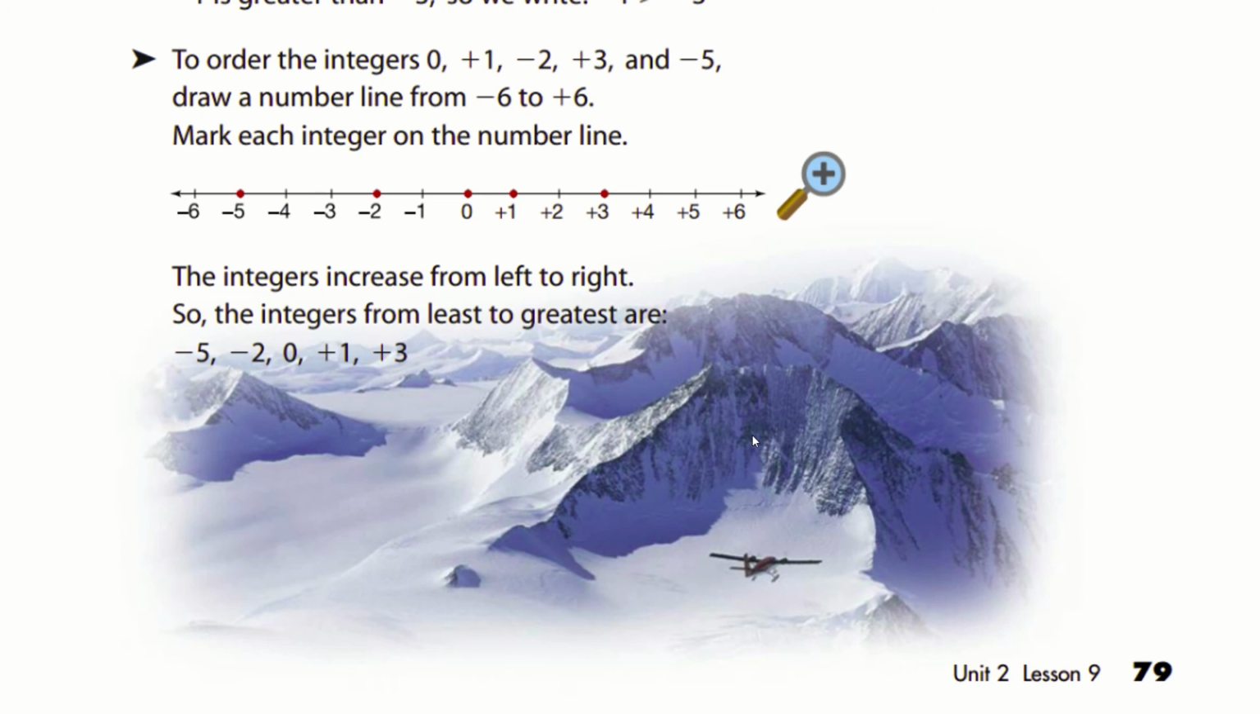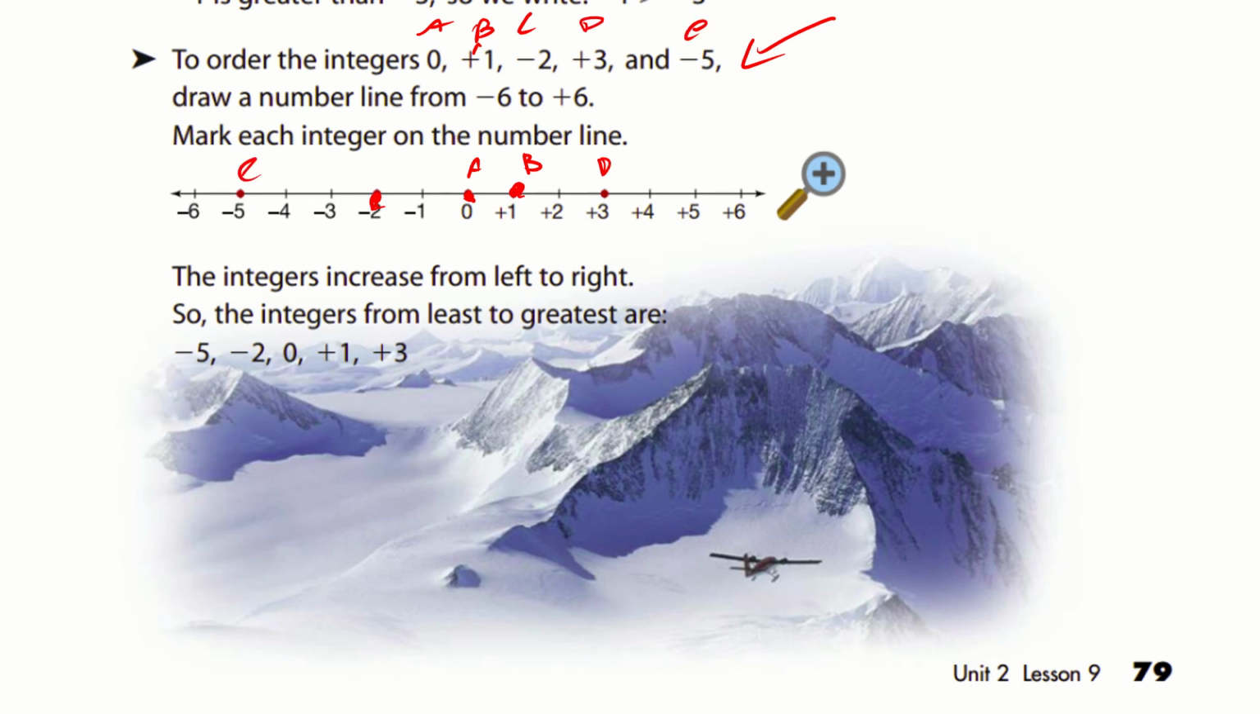So we're gonna order these integers. We have 0, plus 1, negative 2, plus 3, and negative 5, and we want to find out what's the least to greatest. First I'm gonna pinpoint 0, and I'm gonna call this A. Now we have plus 1. I'm gonna go here and call it B. Minus 2, I'm gonna go here and call it C. D is plus 3, and E is negative 5.